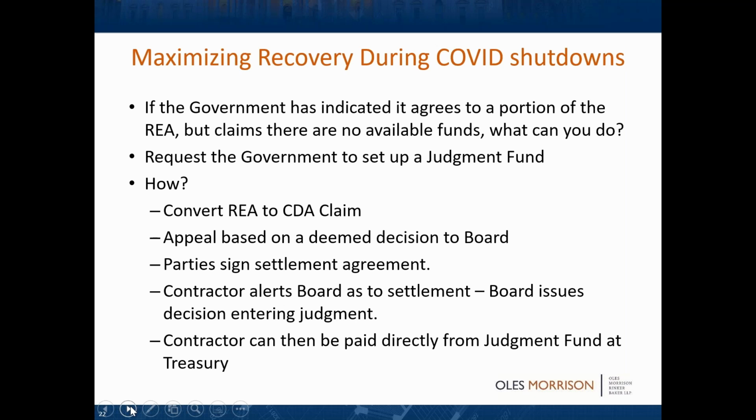Then what you need to do is convert your REA into a claim and appeal to the board, which is only like a one-page letter, appealing on a deemed decision. That way the government doesn't have to do anything. Then the government can sign a settlement agreement with you, and you're paid not by funds from the agency, but from what's known as the judgment fund.